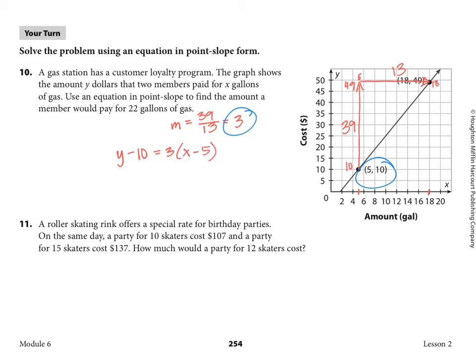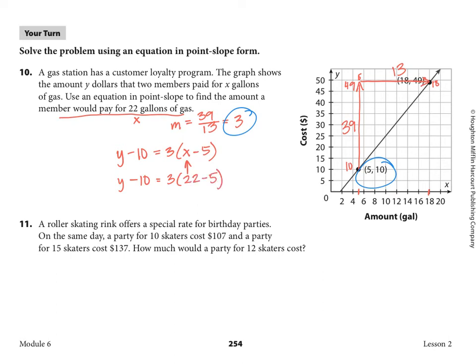So I want to find the amount a member would pay for 22 gallons of gas. So think about 22 gallons. Is 22 my x or my y? It ends up being 22 is my x. So that is going to be plugged in right here in my point slope form. So I'm going to have y minus 10 equals 3 times 22 minus 5.